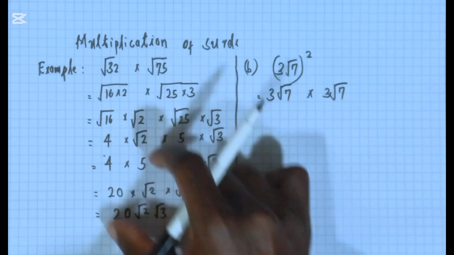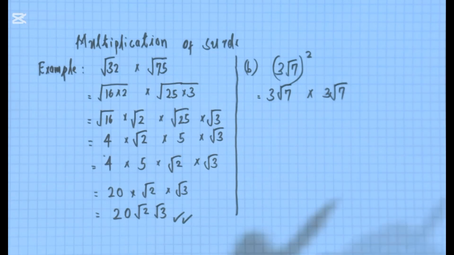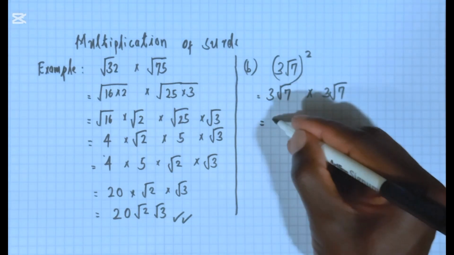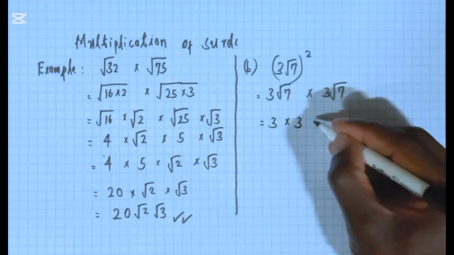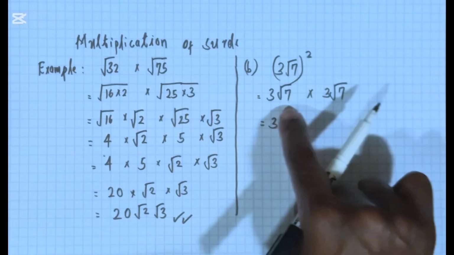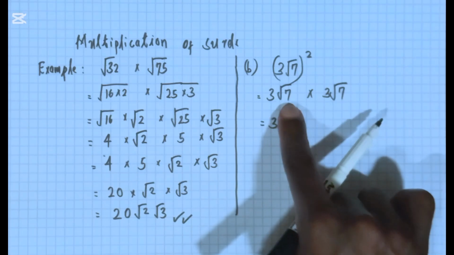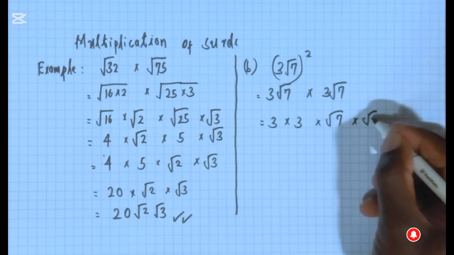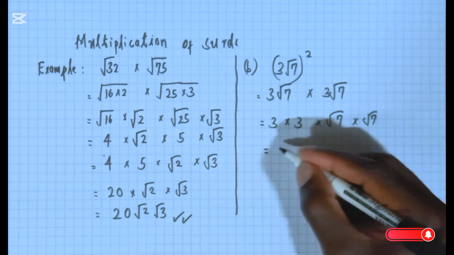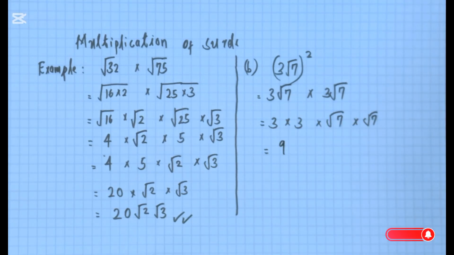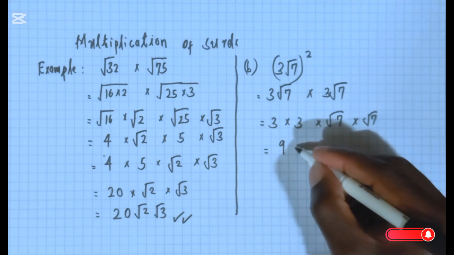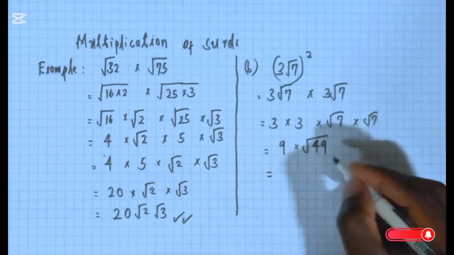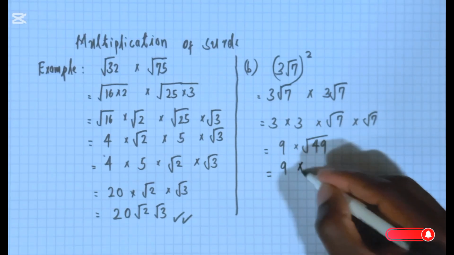And so we do the same thing we did with the first problem. We're going to multiply the numbers outside the root by themselves, and that's going to give us 3 times 3. And then we are also going to have the surds multiplying themselves, so root 7 times root 7. Notice 3 times 3 is going to give us 9, and root 7 times root 7 is actually going to give us root 49, which you can simplify, of course, and it's going to be 9 times root 49.